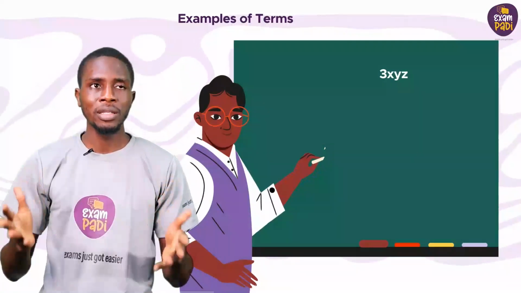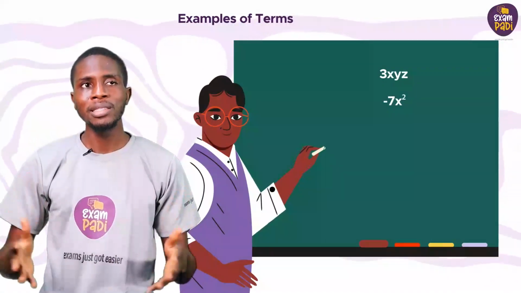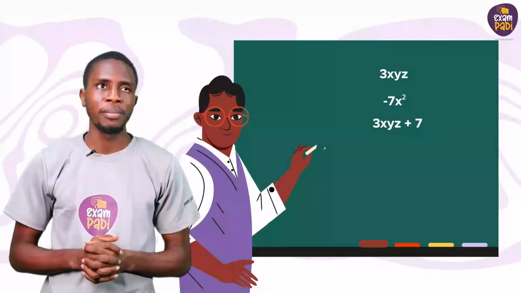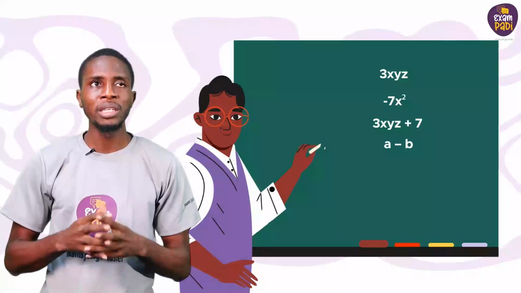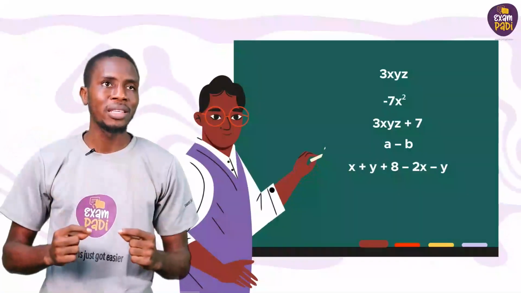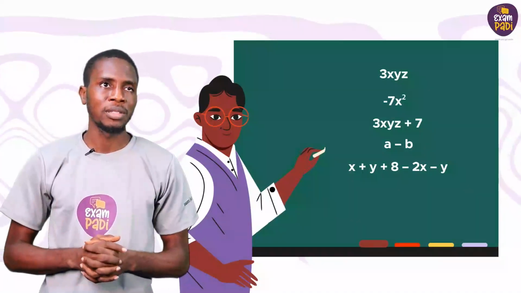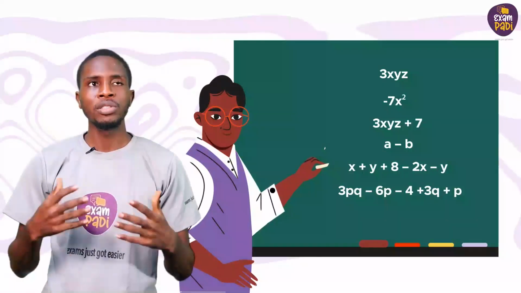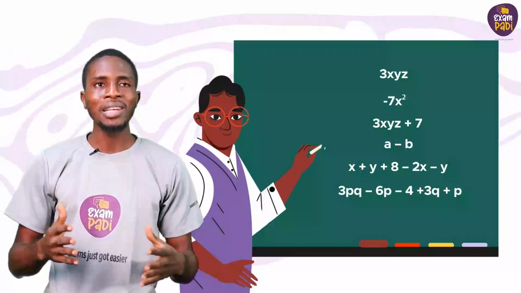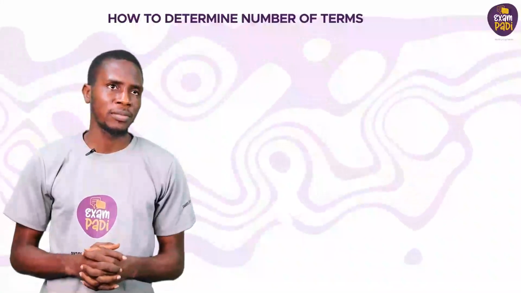3xyz as a single term, minus 7s squared as a single term, 3xyz plus 7 as a double term, a minus b as a double term, x plus y plus 8 minus 2x minus y as 5 terms, 3pq minus 6p minus 4 plus 3q plus p as 5 terms. How do we determine number of terms?